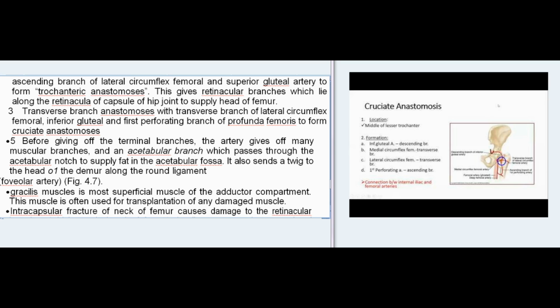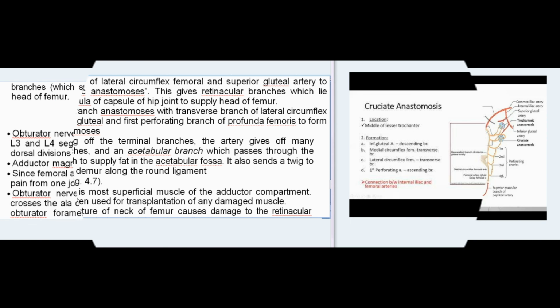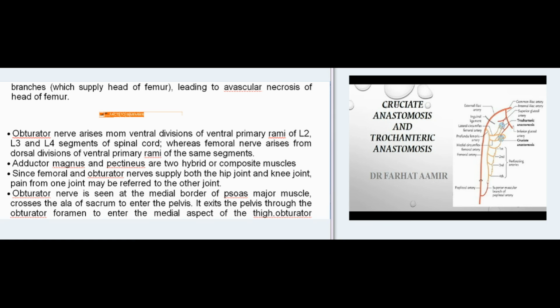Gracilis is the most superficial muscle of the adductor compartment. This muscle is often used for transplantation of any damaged muscle. Intracapsular fracture of the neck of the femur causes damage to the retinacular branches, which supply the head of the femur, leading to avascular necrosis of the head of the femur.